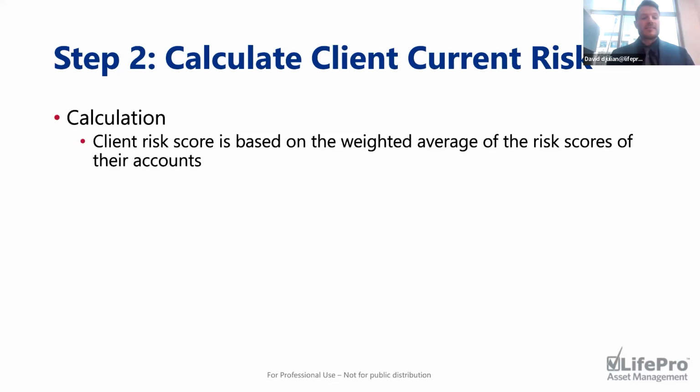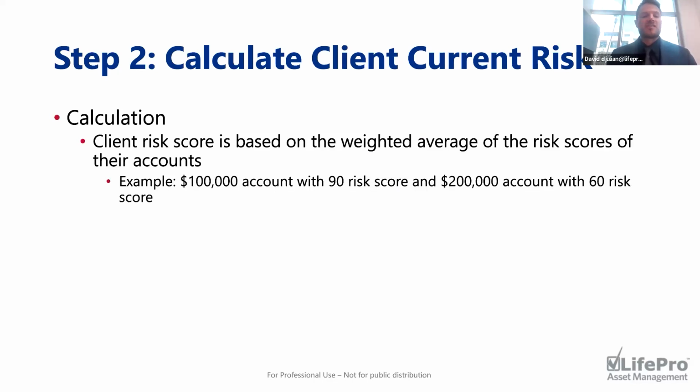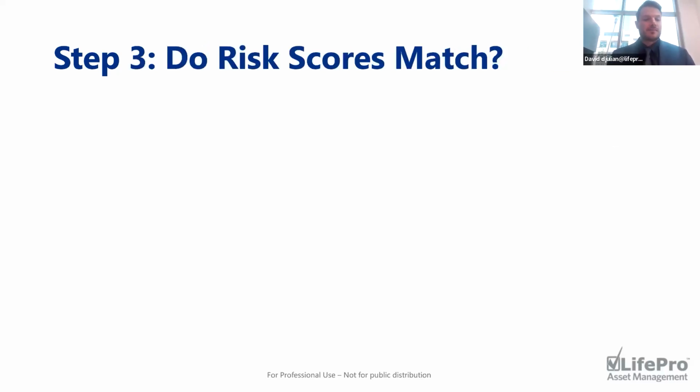So here's just a quick example of that. We have a score for each account now, so we can take the weighted average of each of the account values and get the household risk score. Here's just a real simple example. If we have a $100,000 account with a 90 risk score and a $200,000 account with a 60 risk score, obviously the $100,000 account is 33% of the household value and the $200,000 is 66%. So we weight those, and then this client would be a 70 risk score for his or her assets.